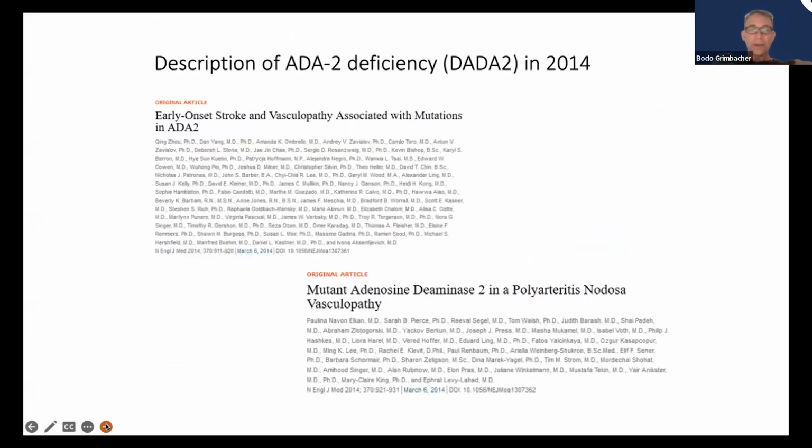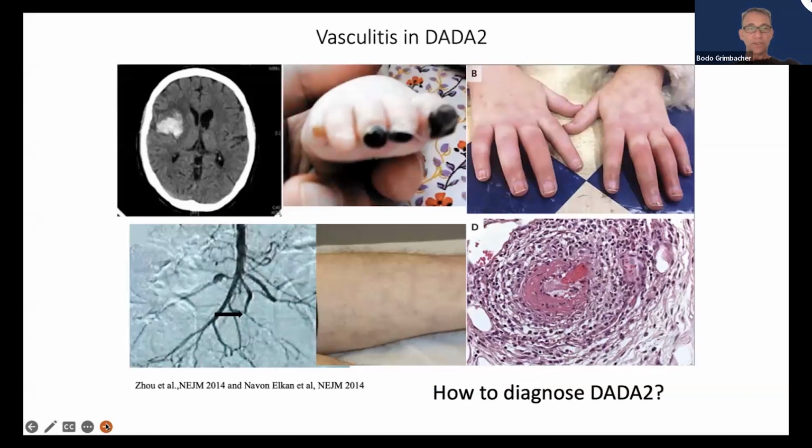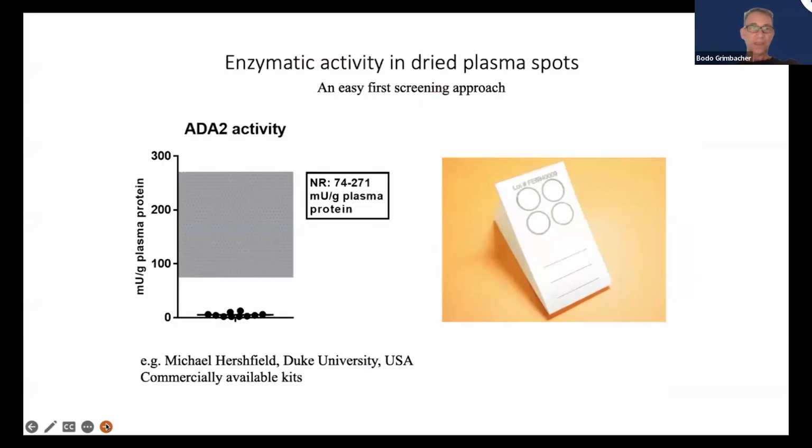Of course, this CVID patient had ADA2. ADA2 was published in 2014 as a disease involving the immune system and the vessels, as a vasculopathy, or also as polyarteritis nodosa. Here you can see some pictures of patients. Many of them actually do also have involvement of the bone marrow and the immune system. Some of them with hypogammaglobulinemia, others with bone marrow failure syndromes.